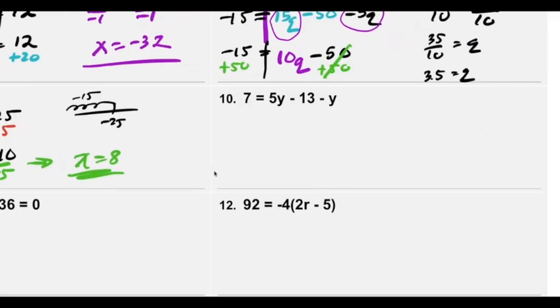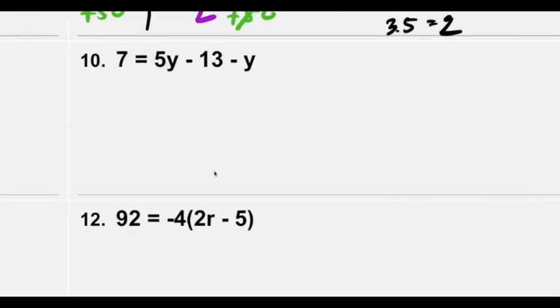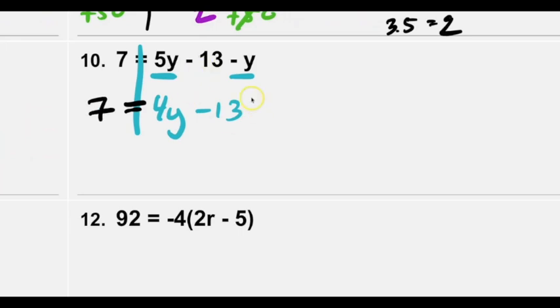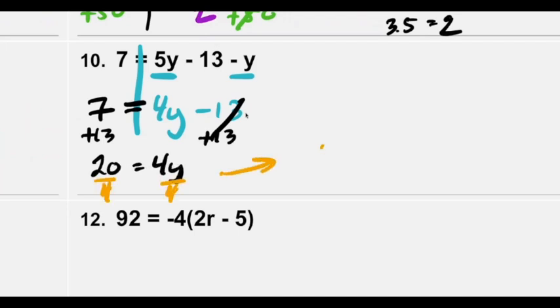Okay. Over here, equal sign. Now there's no distribution, there's no parentheses, but anytime they're on the same side, you do want to add up like terms. So we're gonna add 5y and -y. That's gonna give us 4y minus 13 equals 7. Then we just gotta solve this. So let's add 13 on both sides. These will cancel. I get 20 equals 4y. Then we're gonna divide by 4. So y equals 5.